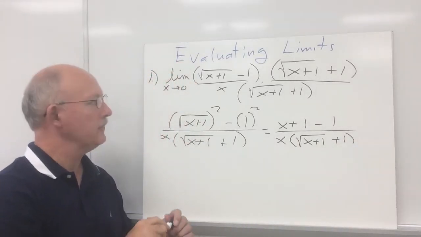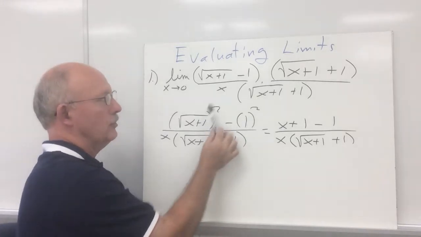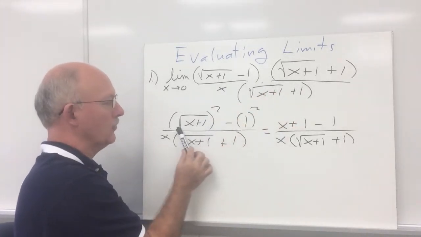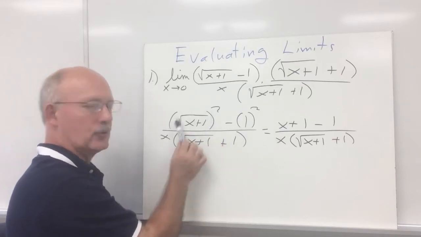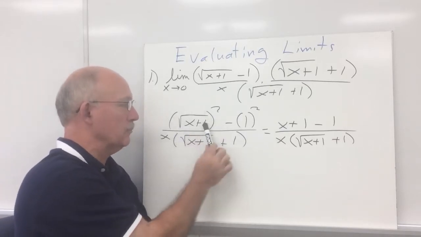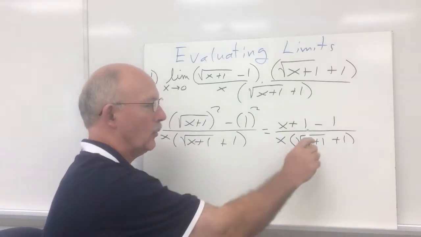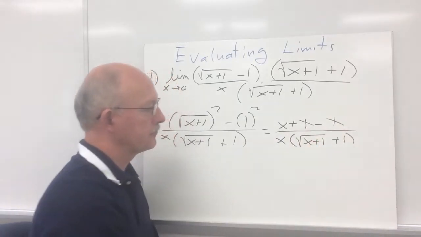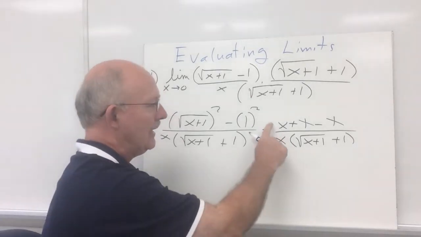So see what happens? When you multiply the two conjugates, you end up with a difference of two squares. So the square root of x plus 1 squared minus 1 squared. Now when you square the radical, basically that removes the radical. And then here you've got 1 squared. So what happens in the numerator, 1 minus 1 will cancel out. And we end up with x in the numerator.